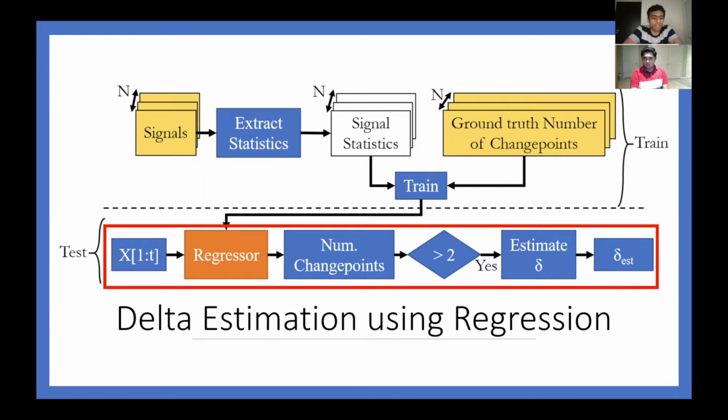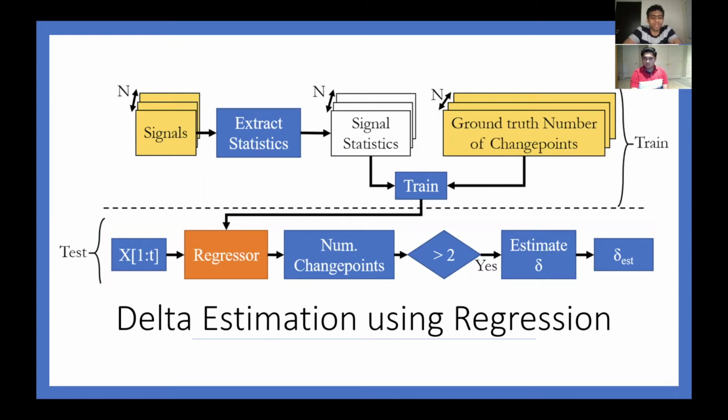Finding training data for delta estimation is fairly trivial, given most tasks that require segmentation also require classification. So that means labeled data would already exist. We use said labeled audio segments to create training data, which are signals with known number of change points, to perform regression. As such, no additional labeling is necessary.